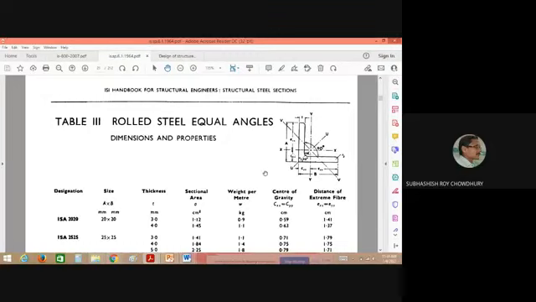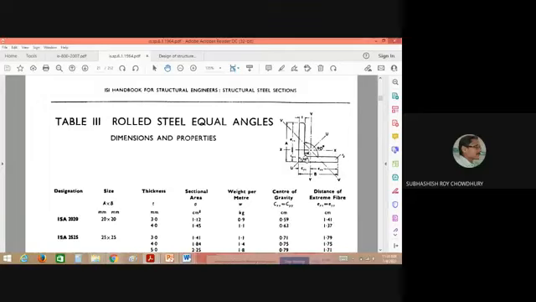That's called the compound section. So angle sections are also used individually as well as a part of the compound section. So this is the angle section and it's called equal angle. Why equal angle? An angle section will have two legs. This is one leg, this is another leg.